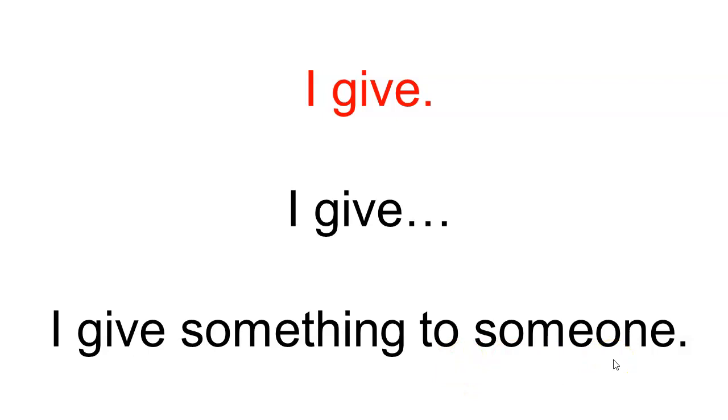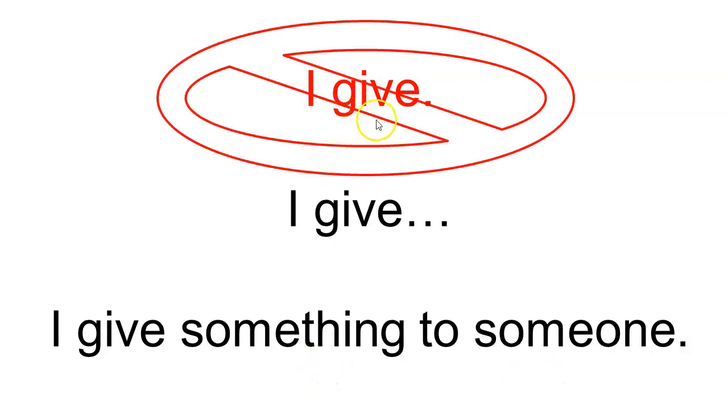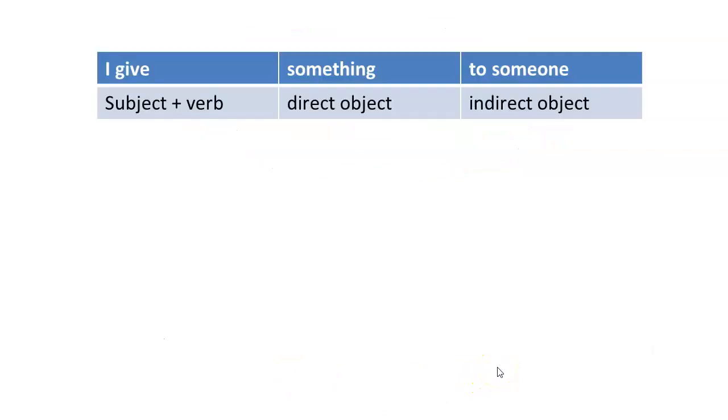Now, sometimes we don't like to repeat the indirect object, so we use indirect object pronouns. So remember, you can't just say I give. You have to say what you give, and you have to say to whom you give it. So the structure of the sentence will be something like this. Subject plus verb, your direct object, the something, and then the indirect object, to someone.